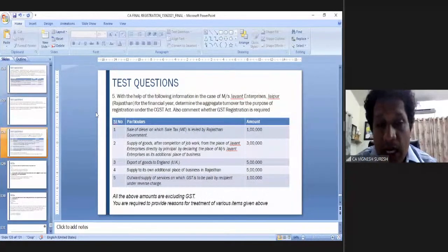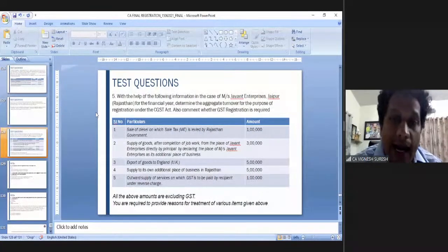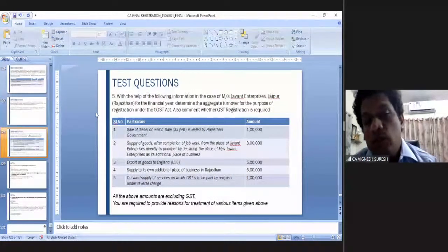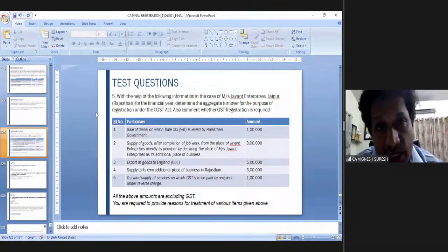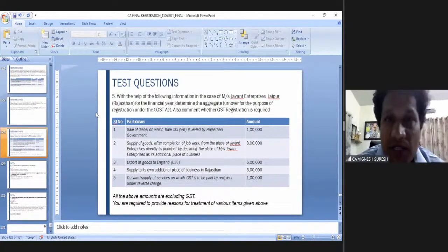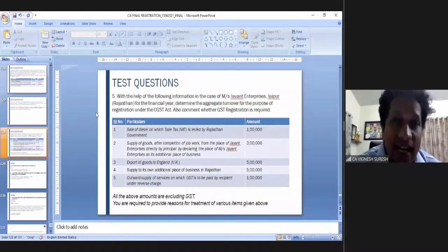Very, very interesting point. Now, if a person obtains 2 registrations in one state and he is supplying the goods from one registration to the other registration, then he has to issue a tax invoice. But in this case, what is happening? He has only one registration, but he has one principal place of business and one additional place of business. So therefore, please remember, he has only one registration. He is just transferring the stock from his principal place of business to the additional place of business within one registration itself. So this also is not to be taken as aggregate turnover, because the registration is one and the same. So this 5 lakhs also will not come.